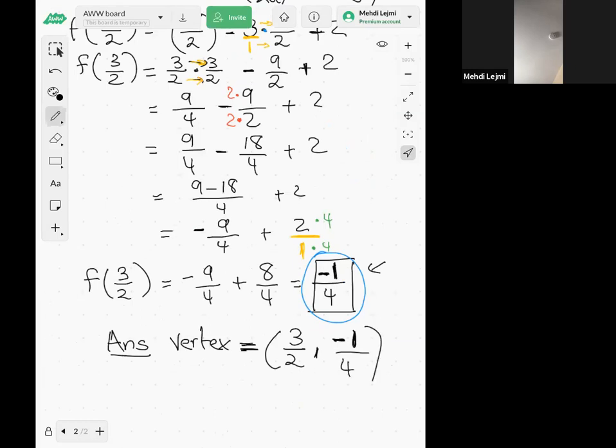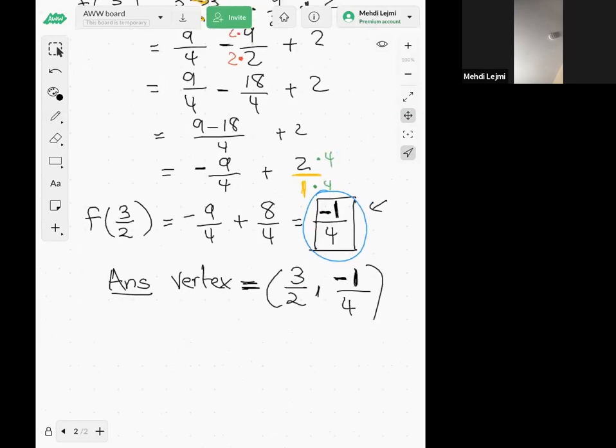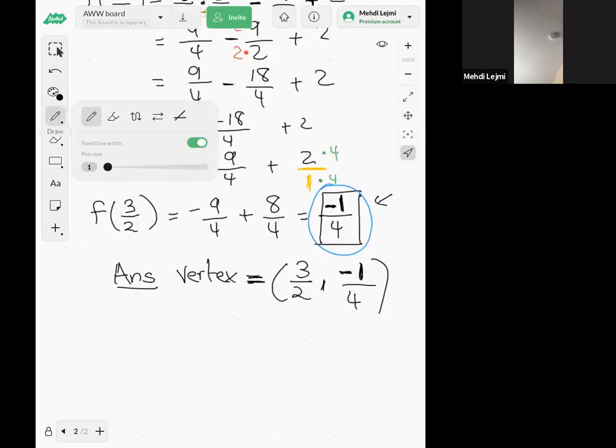Again, guys, if you are lost, what I am saying is this: the formula for the x coordinate is minus b over 2a, and for the y coordinate, you just compute f of negative b over 2a.